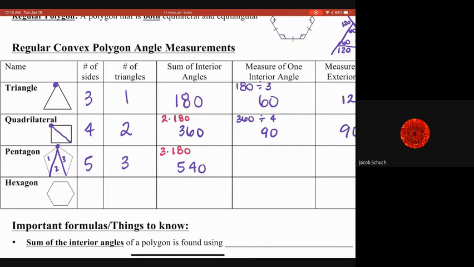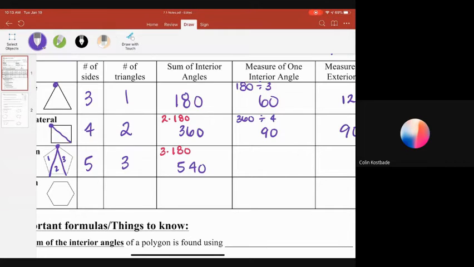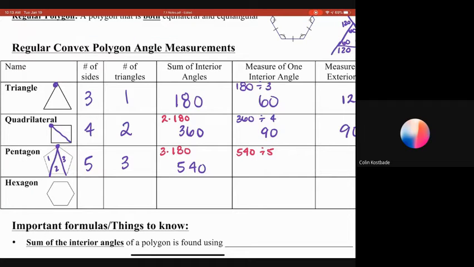Divided by 5 because there's 5 angles. Yes. Thank you, Colin. Thank you for being so brave. Take 540 divided by 5. The sum is 540, and there are going to be 5 sides, therefore 5 angles. So we would take 540 and divide it by 5, just like we did up above, right? We took 360, we divided it by 4. We take 180, we divide it by 3. So this time we take 540 and we divide it by 5, which is going to give us 108 degrees. So if you have a regular pentagon, any one of those little interior angles is 108 degrees.